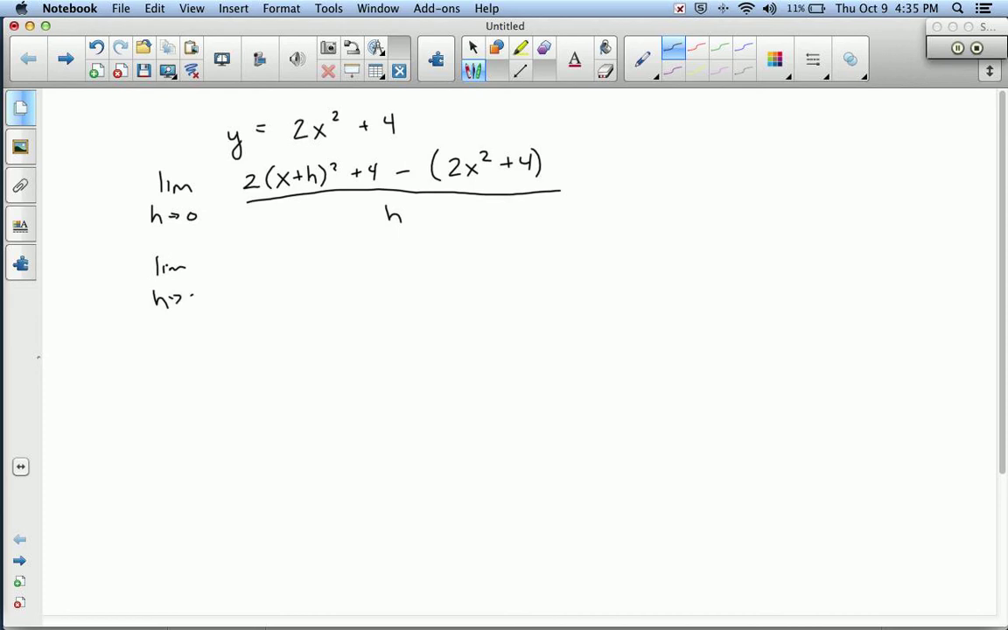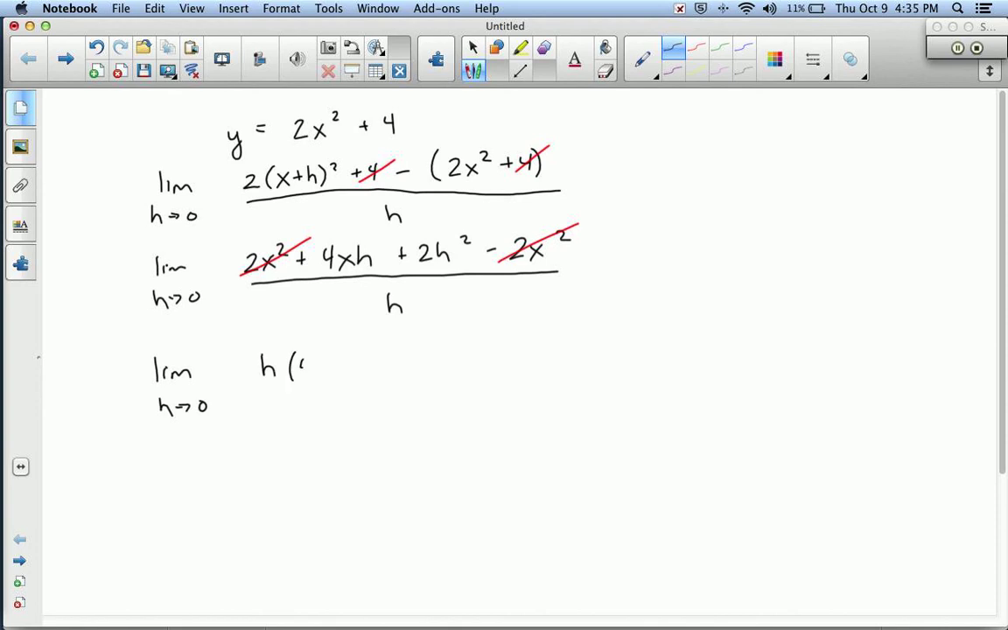Limit as h approaches 0. I'm going to do this all in one step. That's 2x squared, 4xh, and 2h squared. The plus 4 and the minus 4, notice these cross out. Then I have minus 2x squared, all over h. Again, notice we have 2x squared minus 2x squared. They cross out. I can factor an h out of the numerator.